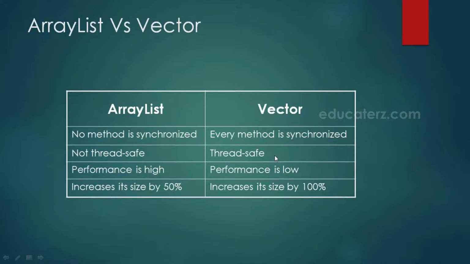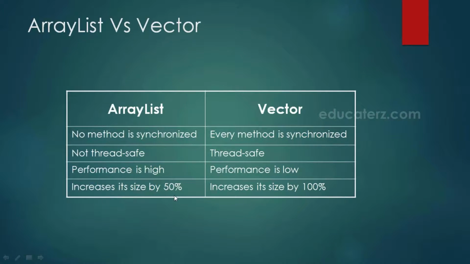When I say only one thread can act on a vector method, that means it will not allow other threads. Other threads will have to wait to act on the vector method. So the performance is low for Vector when compared to ArrayList.